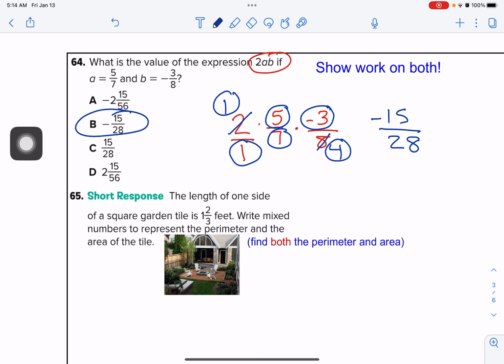I could have also gone back at the end and ignored the negative here, put a 15, and then done a positive times a positive is positive, and a positive times a negative is negative. Going to get the same answer.